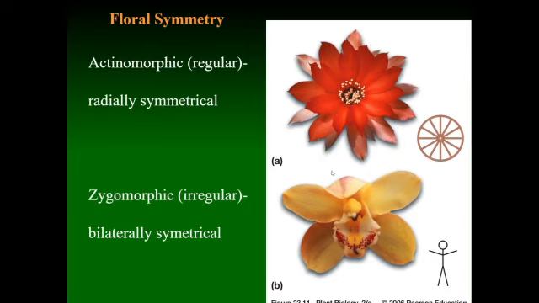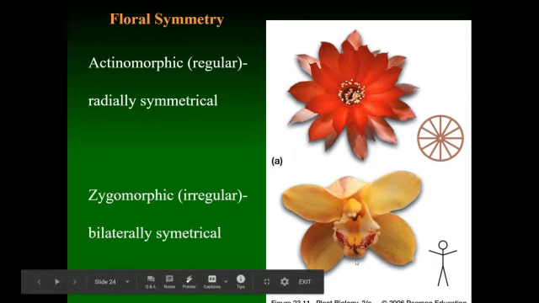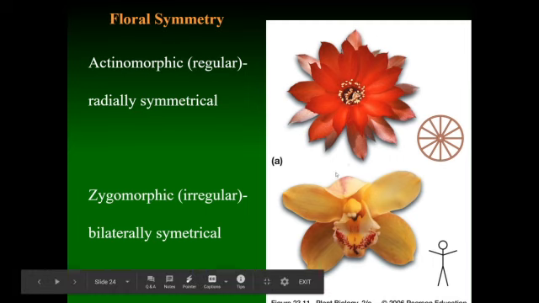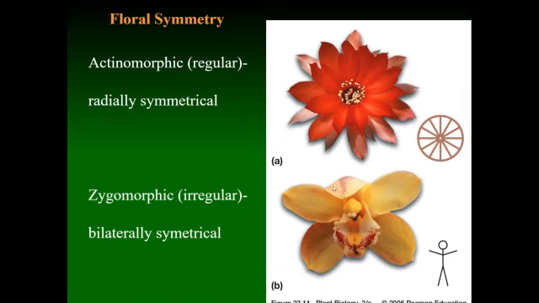However, some of the more advanced plants started controlling what direction the pollinators were going to come into the flower and being very precise about how the pollinator was going to approach it. That is what we sometimes call zygomorphic, or an irregular flower with bilateral symmetry. Notice the right side looks like the left side, but the bottom does not look like the top.